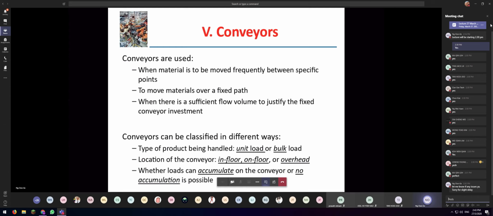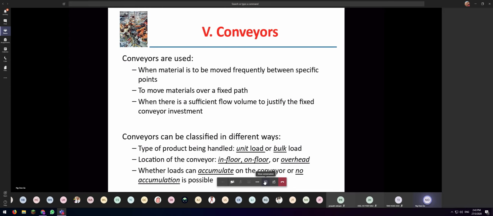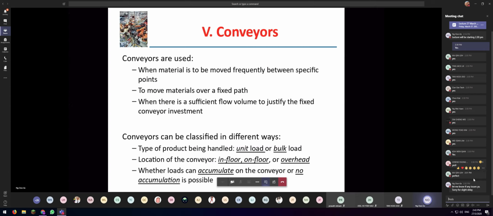Next, we will talk about conveyors. Now, conveyors are used when you want a high flow rate and you have a fixed path. This fixed path doesn't mean everything must go the exact same direction, but you can't move anywhere that you want. So flexibility is fairly low. So conveyors are only used with sufficient flow volume. It does not make sense if you have less flow volume. You could just carry things, right?